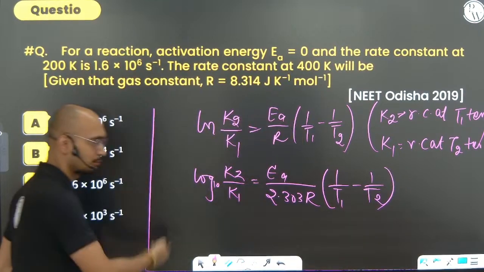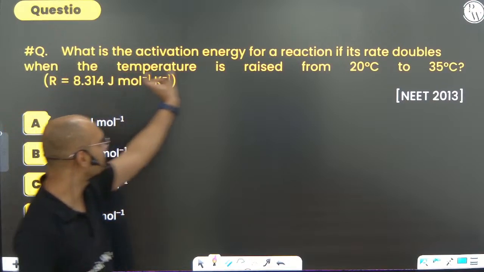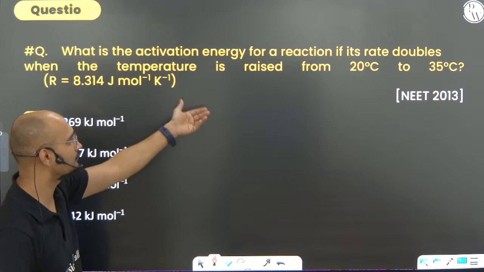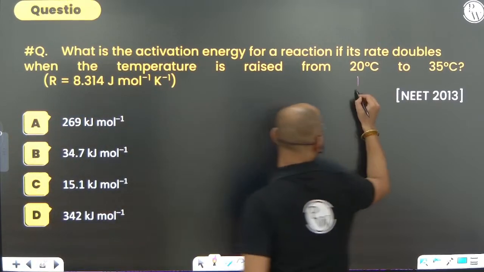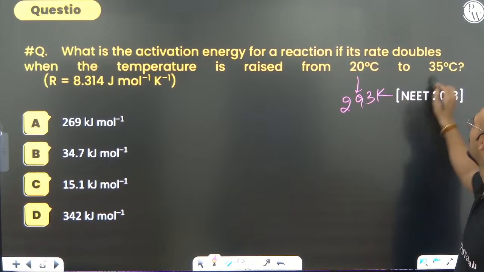Not a big deal. Just put all these values, get the answer. Here just the solution is there. What is the activation energy for the reaction if its rate doubles when the temperature is raised from 20 to 35? Now always remember, never leave degree Celsius, convert into Kelvin. 293 Kelvin.